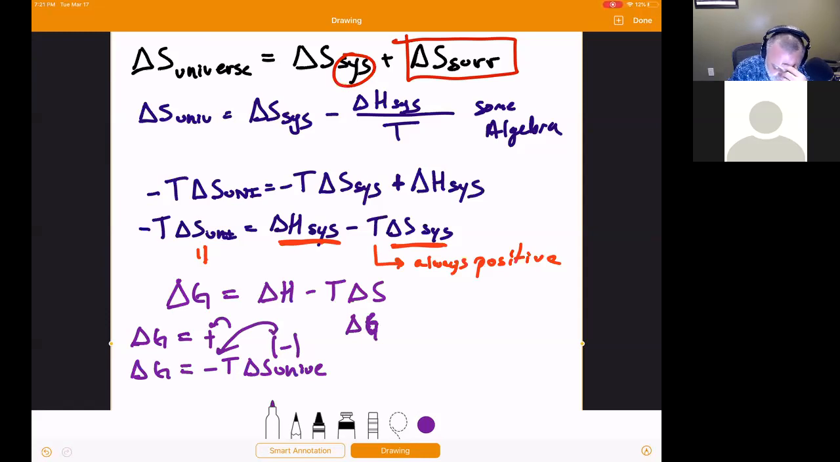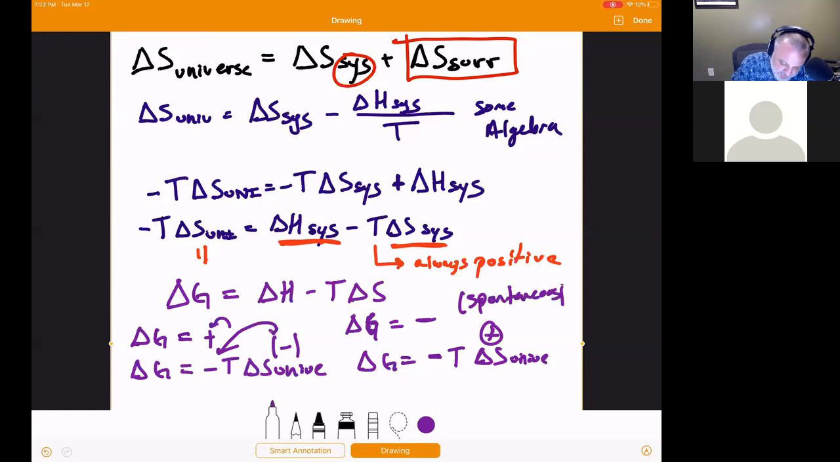So what does that mean about delta G? It has to be negative. Because if delta G is negative, then that means negative T times delta S, and if delta S is positive, then a positive number times a positive number times -1 is always negative. So in this case, delta G being negative means the reaction is spontaneous. And in this case, it means it's non-spontaneous.